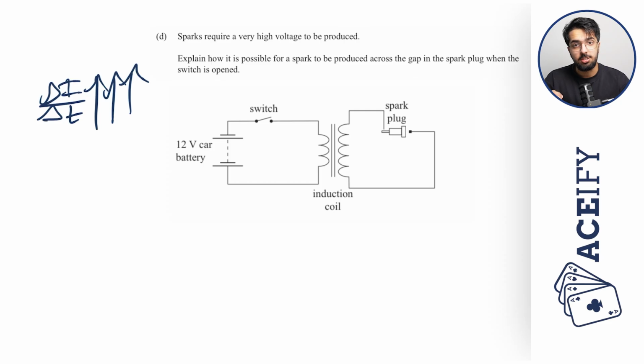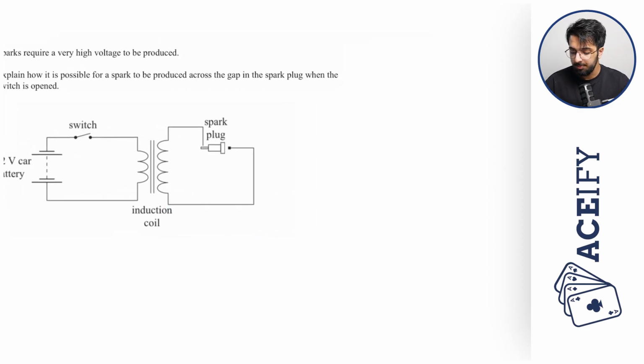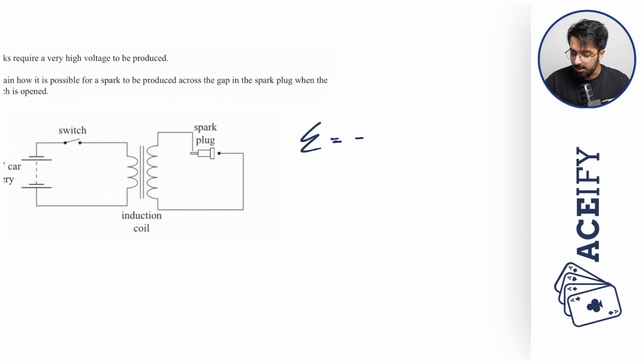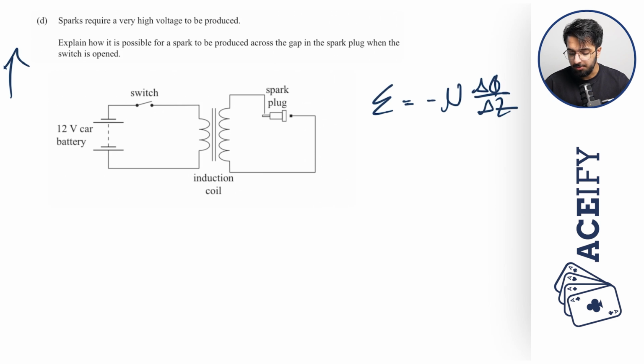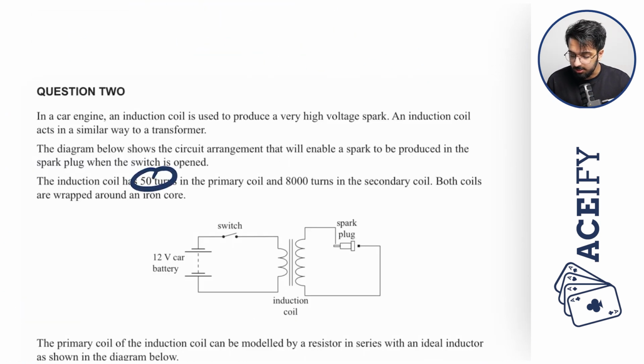And so this change in flux is transferred into the secondary coil, and therefore that change in flux induces a very high EMF in the secondary coil due to this equation right here, all right? And because of the ratio of the turns, as we can see here, the primary coil has 50 turns and the secondary coil has 80 turns, okay?